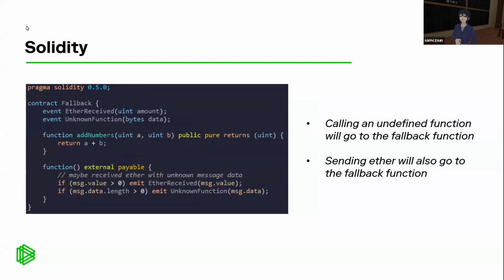A side note is that while in traditional programming, if you try to call a function that doesn't exist, your program will just crash. In Solidity, or in Ethereum, I guess, if you call a function that doesn't exist, the control will be handed to the fallback function, which is this function with no name. Sending ether to a contract with no data will also hit the fallback function.